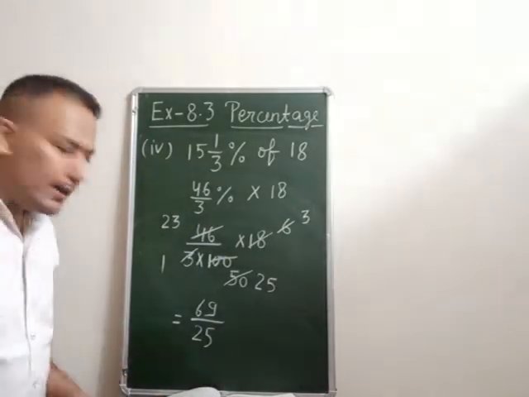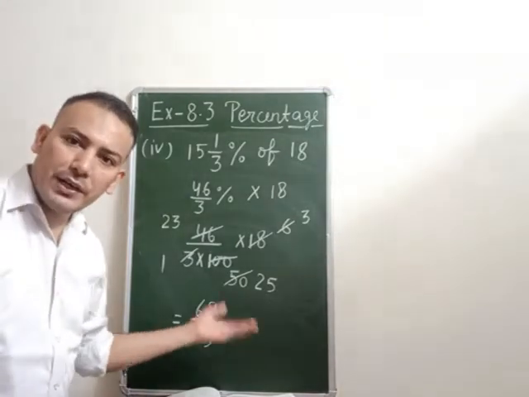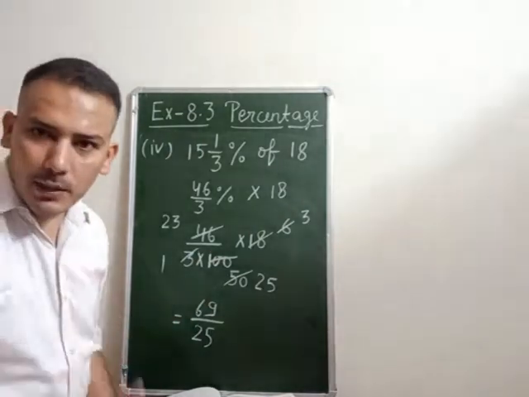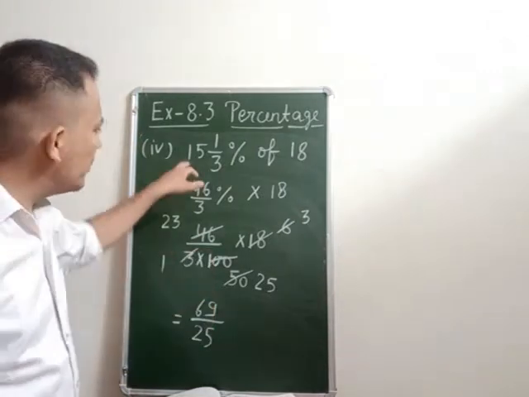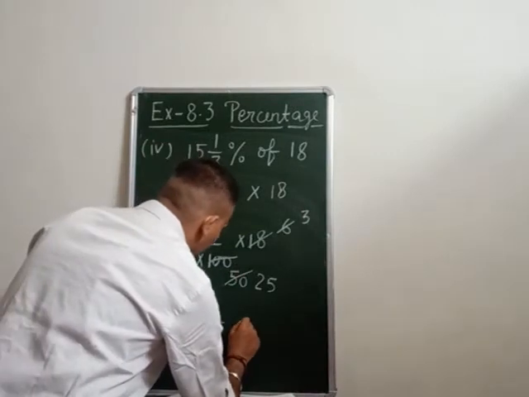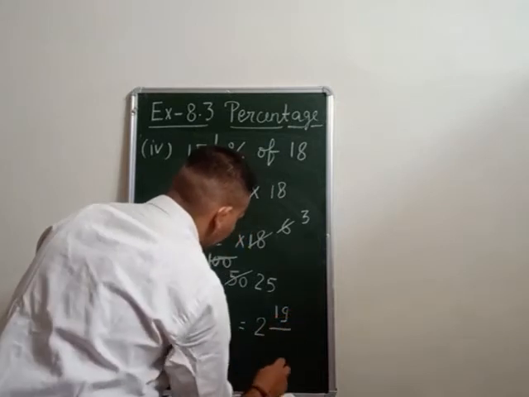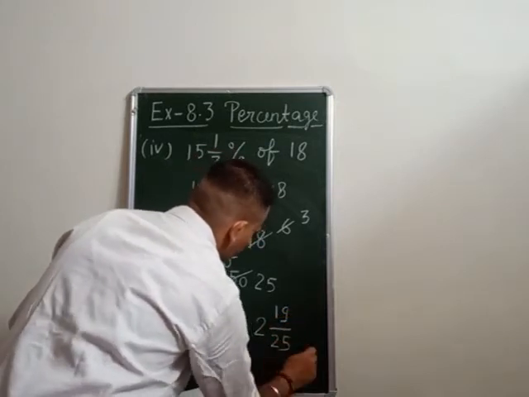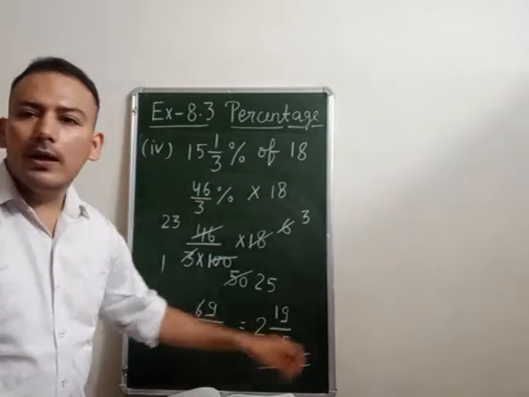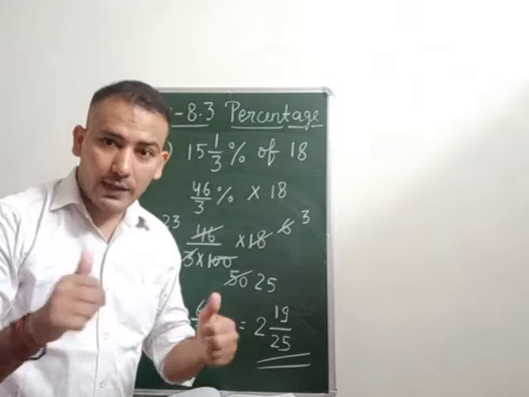Okay. If you want, then you can convert it into a mixed fraction, or you can convert it into decimal numbers. I am going to convert it into a mixed fraction because the percent has been given in mixed fraction. So 25 2s are 50, and then what will be left? 19 upon 25. So this is our answer: 15 whole 1 upon 3% of 18 is 2 whole 19 upon 25. Clear, students? Hope you have understood this concept.